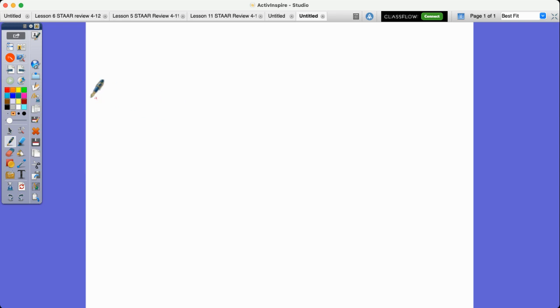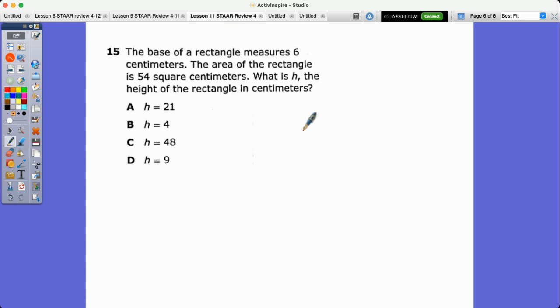Okay, last one real quick. The base of a rectangle measures 6 centimeters. The area of the rectangle is 54 centimeters. What is h, the height of the rectangle, in centimeters?